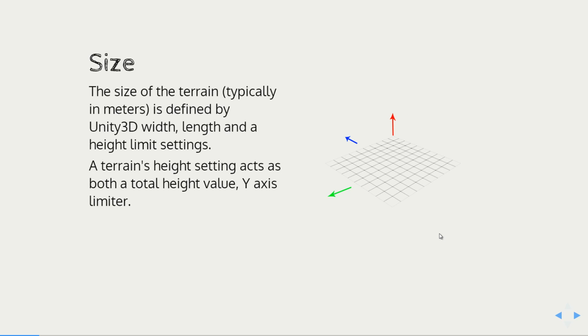Size. The size of a terrain, typically in meters, is defined by Unity 3D width, length, and height limit settings. A terrain's height acts as both a total height value and y-axis limiter.